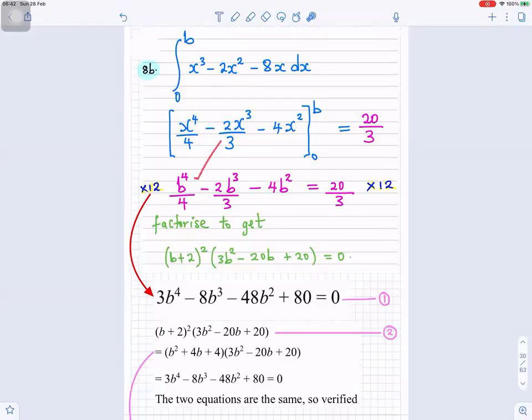So when we have this expression, if we multiply all through by 12, we can then factorize to get that. To go from this step to this step, multiply by 12: the 4 will cancel, since 12 divided by 4 is 3, so you get 3b^4. 12 times minus 2 divided by 3 gives you 8. 12 times minus 4 gives you minus 48. And when you multiply this by 12 and divide by 3, you get 80.